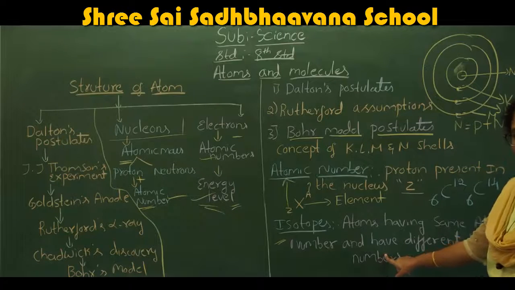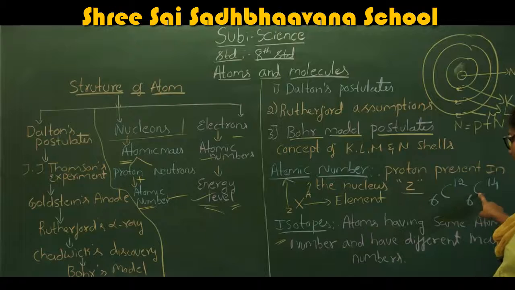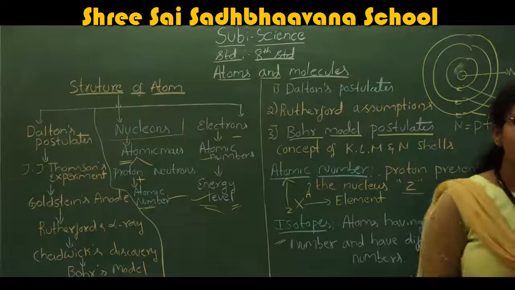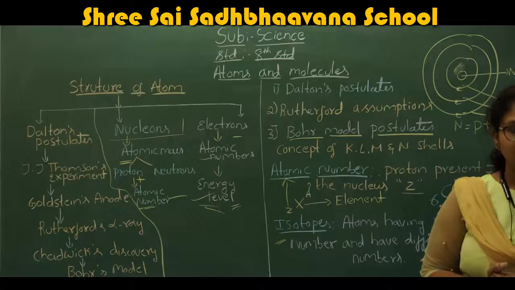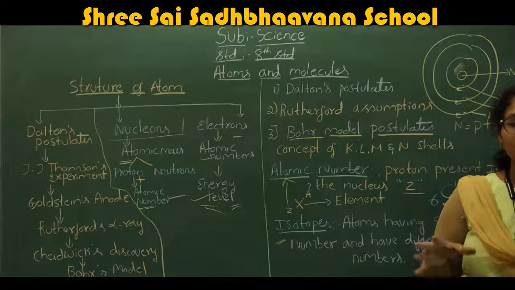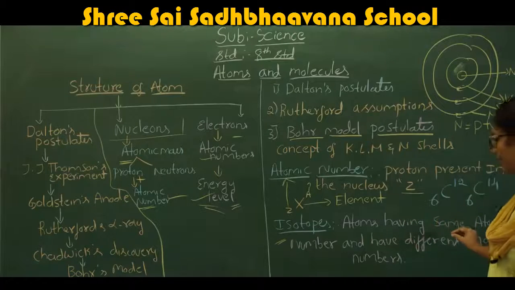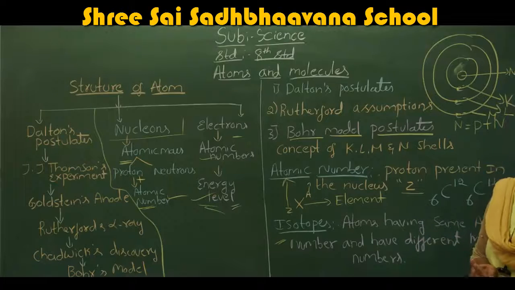Therefore, what are isotopes? Atoms having the same atomic number but different mass numbers. This type of atoms are known as isotopes.